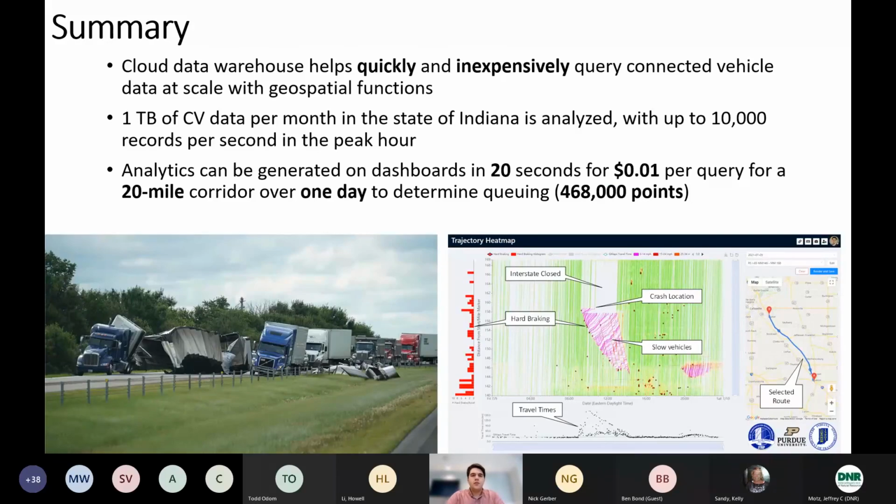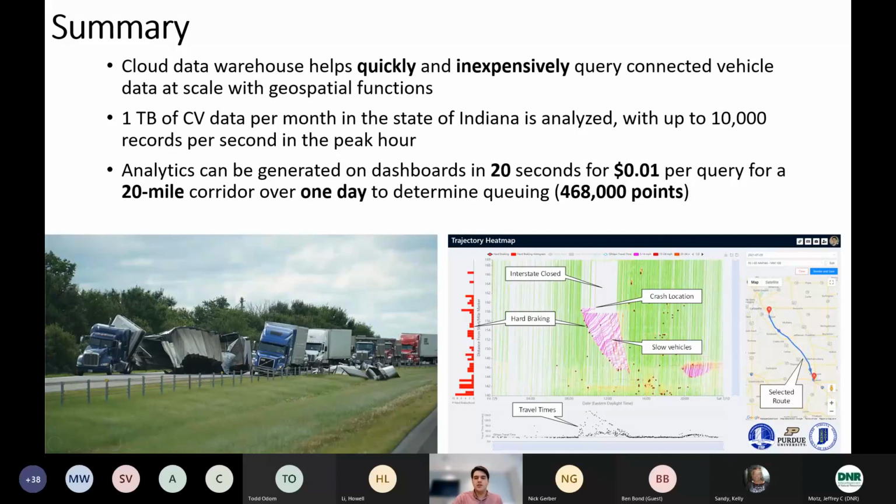So to sum it all up, we use cloud data warehouses to quickly and expensively query connected vehicle data at scale with geospatial functions. And it's taken a lot of optimization to get there, but it's definitely proven itself to be the most practical way to manage the sheer quantity of data that we're dealing with. We're ingesting about 1 terabyte of connected vehicle data per month in this state, and 10,000 rows per second, or sorry, 100,000 per 10 seconds in the peak hours.